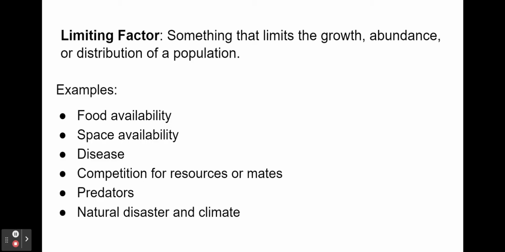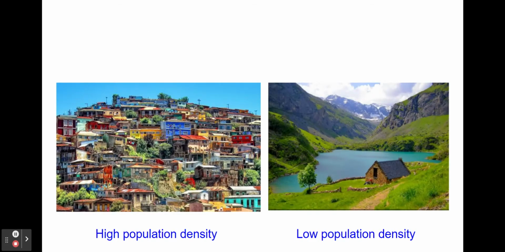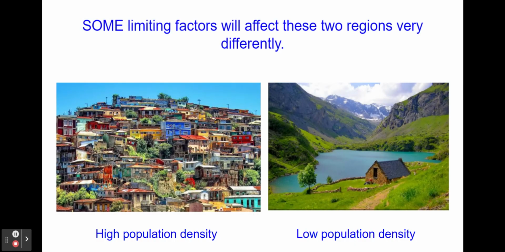So these examples of limiting factors actually have a distinction. We're going to separate these into two groups. It's going to be based on their effect on these two groups: a population on the left that has a high population density, or one on the right that has a low population density. Some limiting factors will affect these two regions very differently.